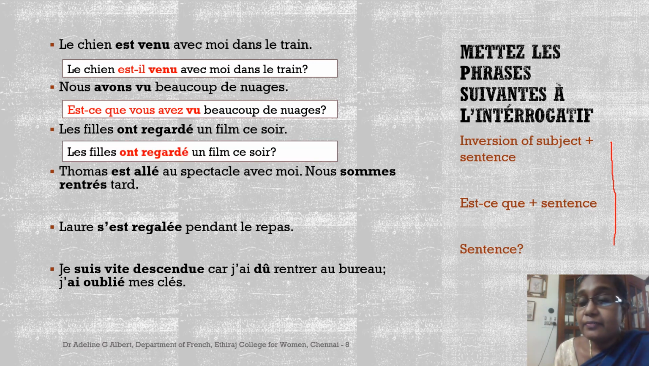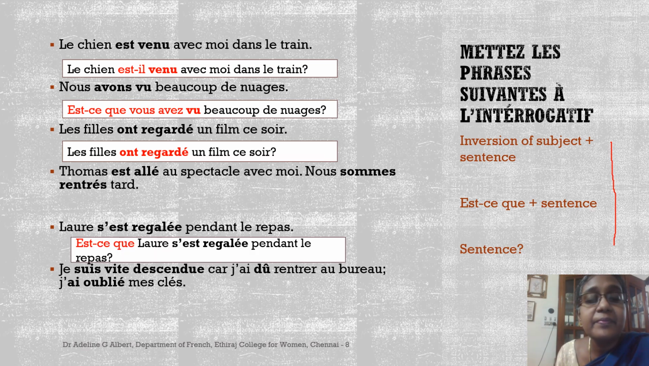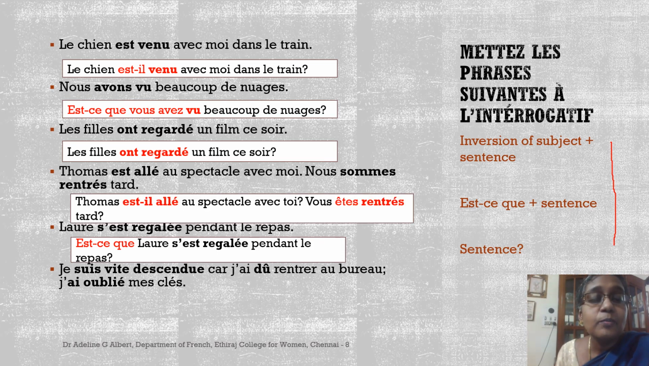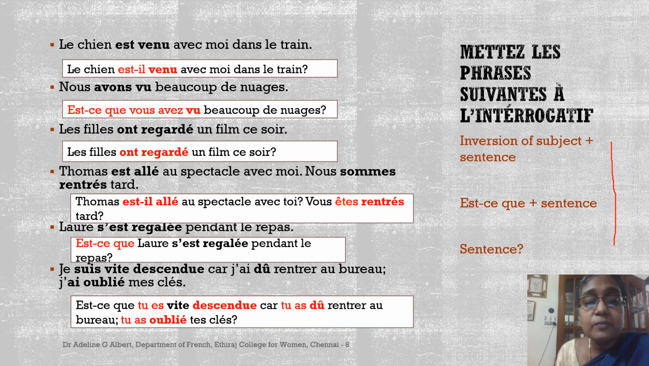Les filles ont regardé un film ce soir. This is the easiest form. I can change it into est-ce que. Est-ce que les filles ont regardé un film ce soir? Or I can use an inversion. Les filles ont-elles regardé un film ce soir? Laura, est-ce que Laura s'est régalée pendant le repas? Thomas est-il allé au spectacle avec nous? Toi, vous êtes rentré tard? Est-ce que tu es vite descendu car tu as dû rentrer au bureau? Tu as oublié tes clés?